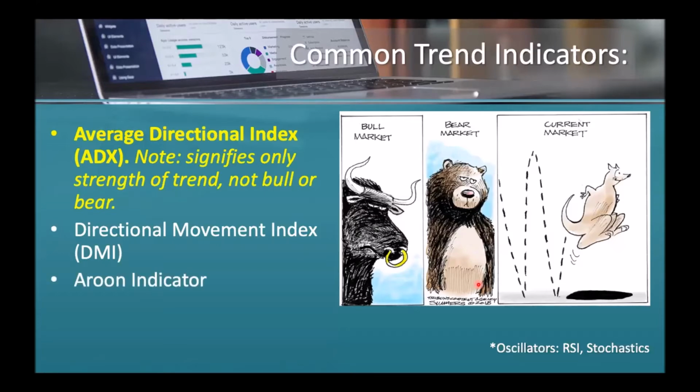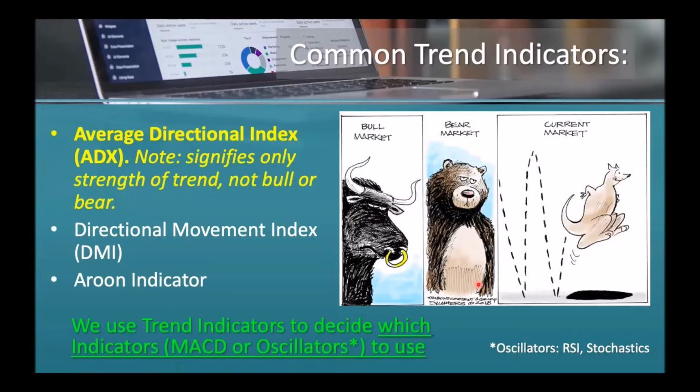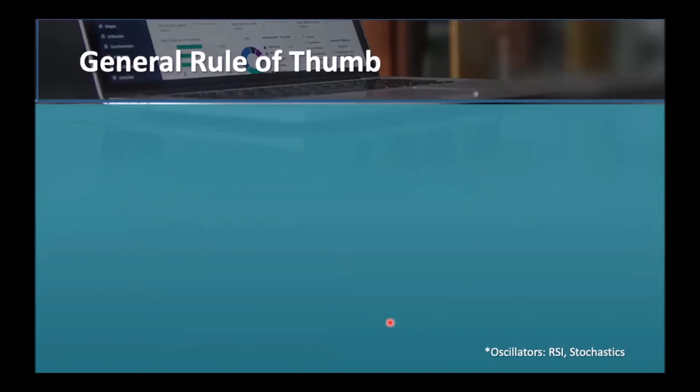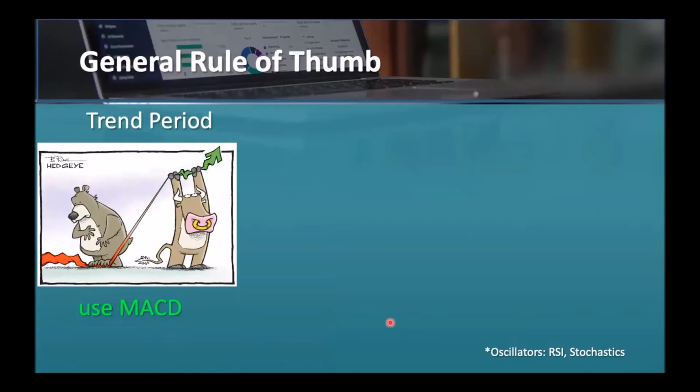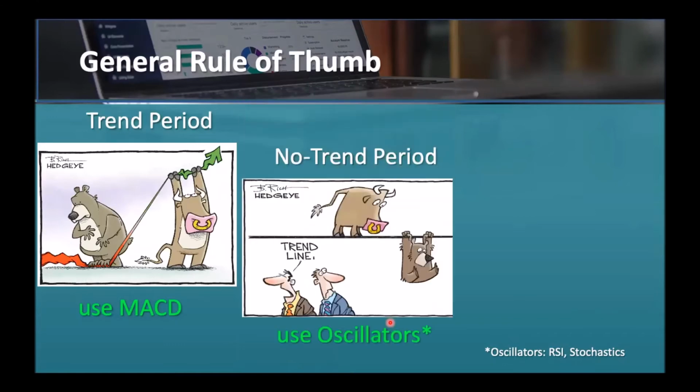The purpose of this ADX basically is to let us know which indicator to use to be more accurate, either MACD or an oscillator. An oscillator is basically RSI or stochastic. The general rule of thumb is that when there's a trend period, then we use MACD. When the stock has no trend, it goes sideways, no up and down, then we use the oscillator.